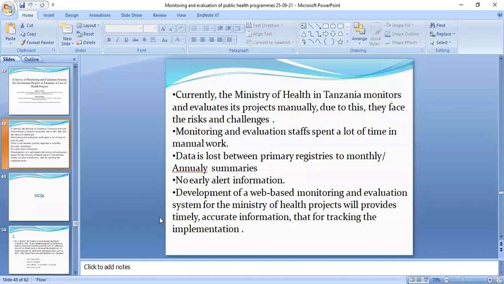Data is lost, particularly in primary strategies, by shifting the data from primary registers to monthly and annual summaries. There is no early alert information system in manual reporting of the data. Development of a web-based monitoring and evaluation system for Ministry of Health projects will provide timely, accurate information for tracking the implementation.